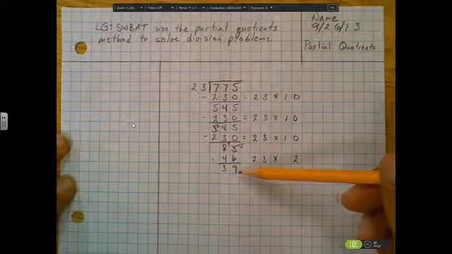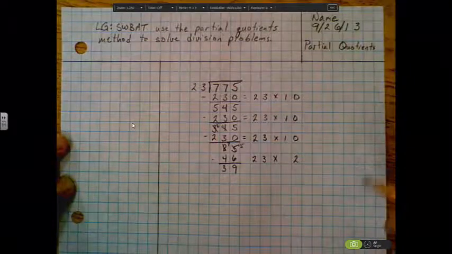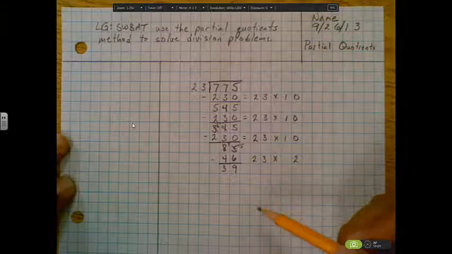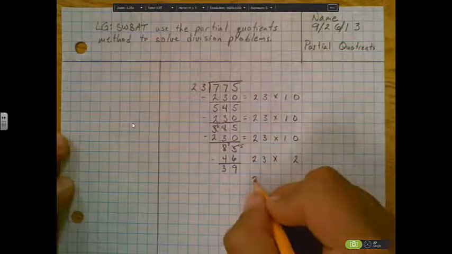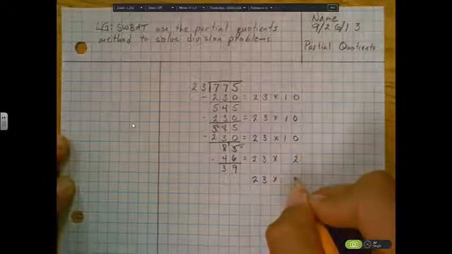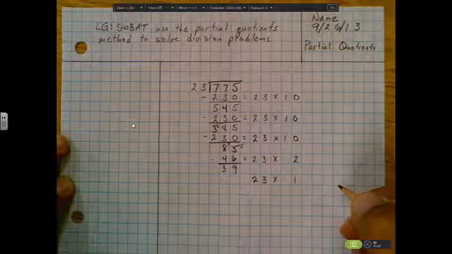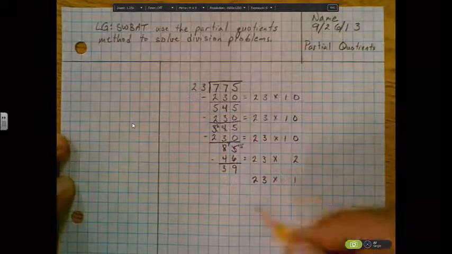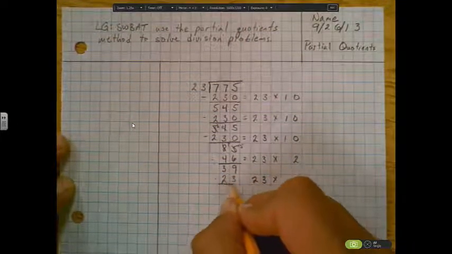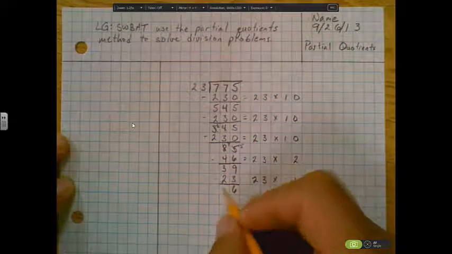And we compare, we see, is that 39 less than 23? No, it's not. So we need to take some more out. Can't take away 46, so now we're going to take away just 1. So we're going to do 23 times 1. And so that's equal to 23. We're going to subtract. 9 minus 3 is 6. 3 minus 2 is 1.